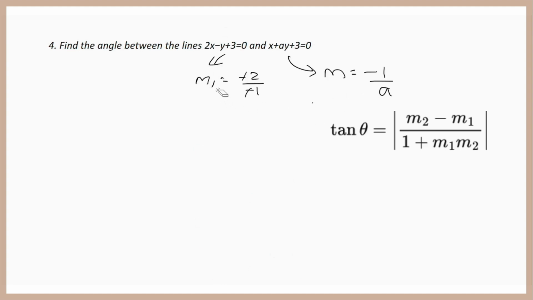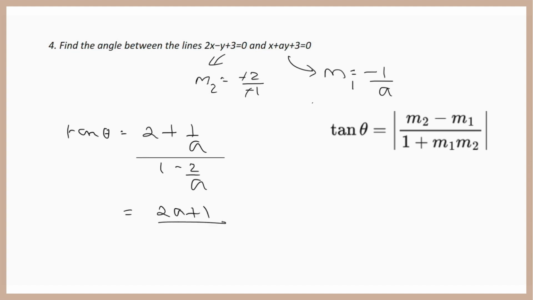I'm going to take the negative one as m2 and this as m1. Now finding the angle between them using tan theta, which is m2 minus m1. Well, this is m2, so m2 minus of this is plus, m2 minus m1, that whole divided by 1 plus m1 m2. Well, the product of these two is what? Negative 2 over a. So if I take LCM here on simplifying, this is 2a plus 1 over a.